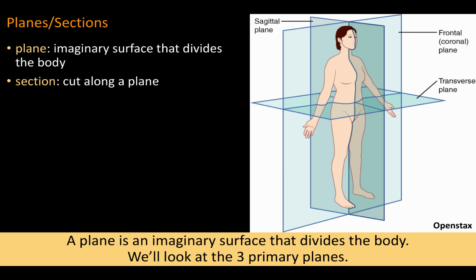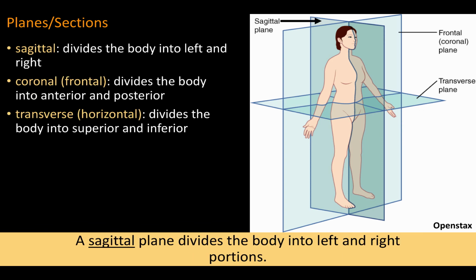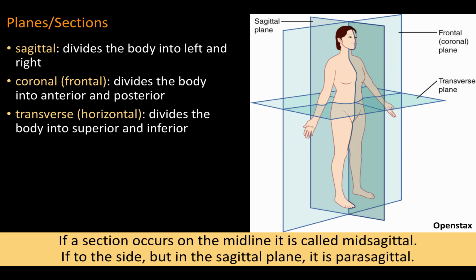A plane is an imaginary surface that divides the body. We'll look at the three primary planes. A section is a cut performed along one of these planes that allows us to see the internal anatomy. A sagittal plane divides the body into left and right portions. If a section occurs along the midline, it is called mid-sagittal. If to the side, but in a sagittal plane, it is parasagittal.